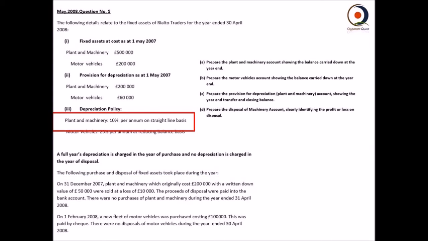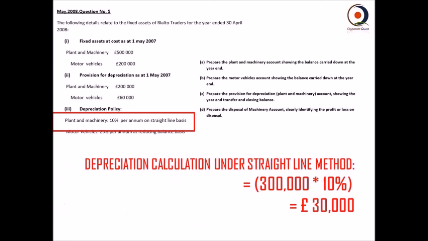The next thing we need to know to calculate the value of the profit and loss account of the provision for depreciation account is the depreciation policy that we will be using to depreciate our existing fixed assets throughout the current financial year. So according to the question, the depreciation policy for plant and machinery is 10% per annum on straight line basis. So reminding you of the straight line method, it's a method of calculating depreciation where we charge a simple percentage of depreciation on the cost price of an asset.